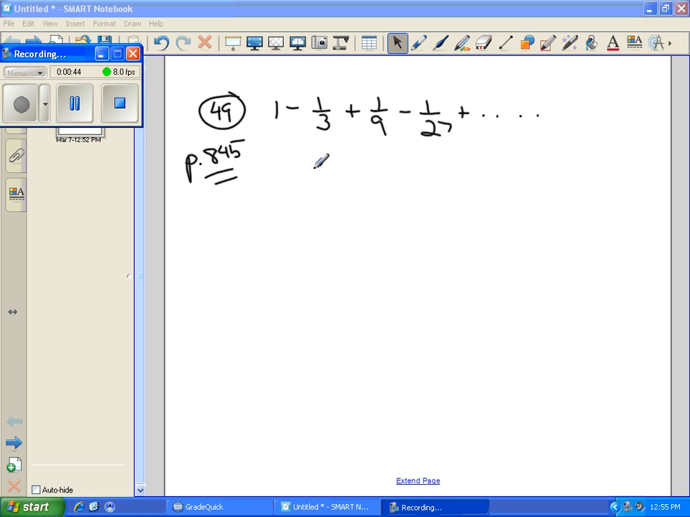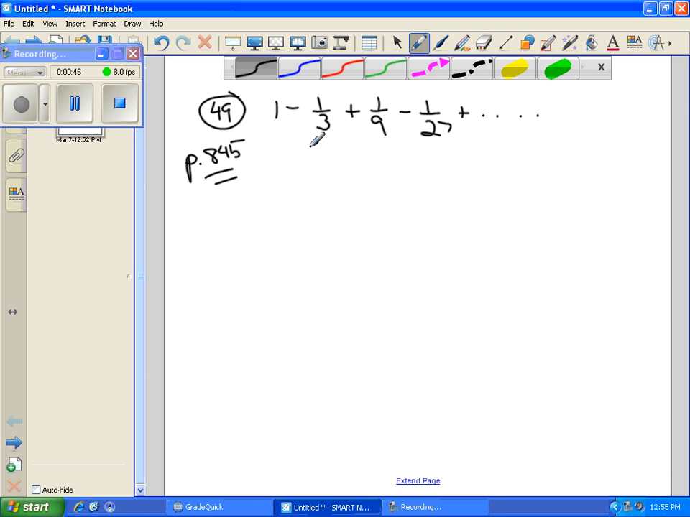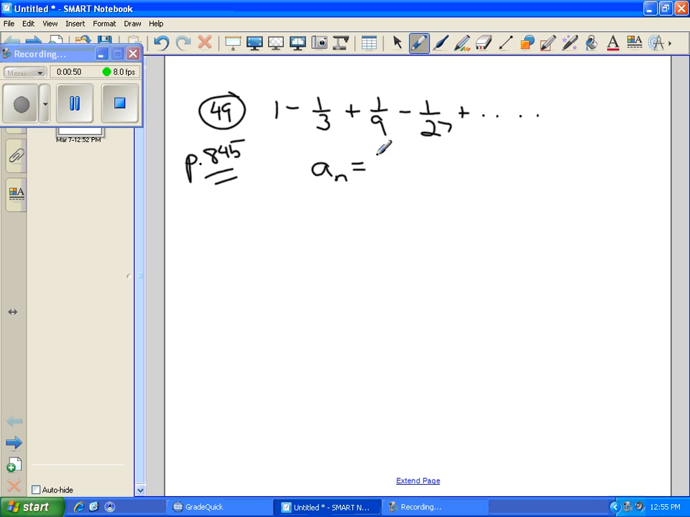So for the series here, a to the nth power is going to be your first term, 1, times my common ratio here, which is negative 1/3, and that's raised to the n minus 1 power. So that's what my sequence looks like.